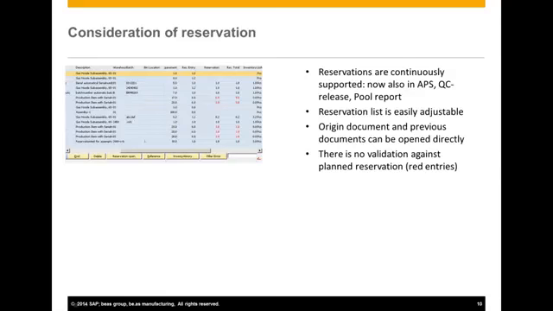Reservations now are considered in APS. That means the material control must be activated, then the material will be assigned to the respective work order in time. Reservations are also taken into account in pull reports and in quality control. The reservation list has also been renewed. It is now adjustable. Origin documents can be opened directly from the displayed work orders.